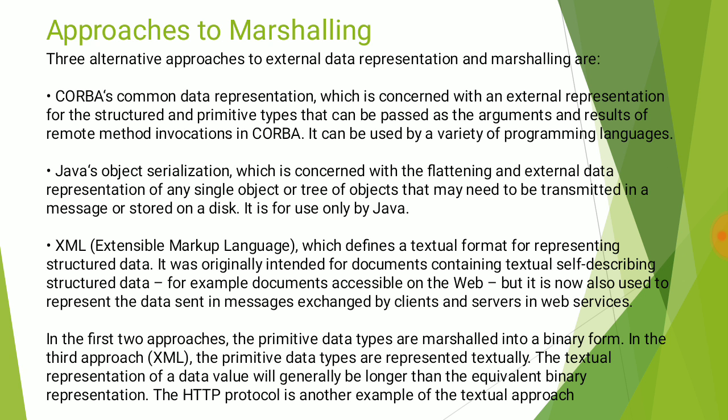Approaches to marshalling. There are three alternative approaches to external data representation and marshalling. First one is CORBA's common data representation, which is concerned with an external representation for the structured and primitive types that can be passed as the arguments and results of remote method invocations in CORBA. It can be used by a variety of programming languages.